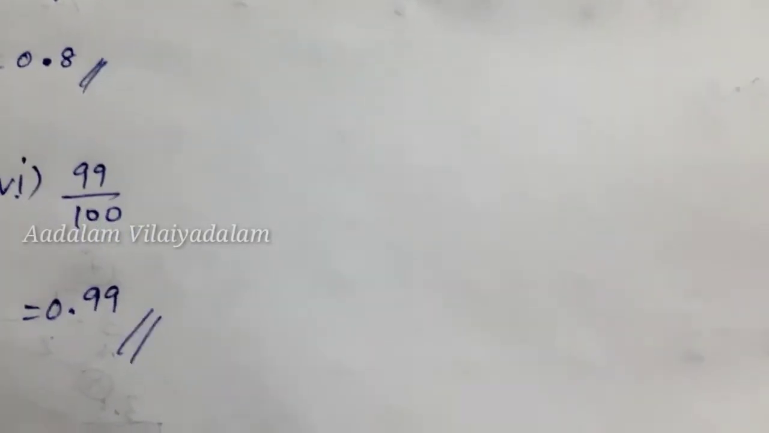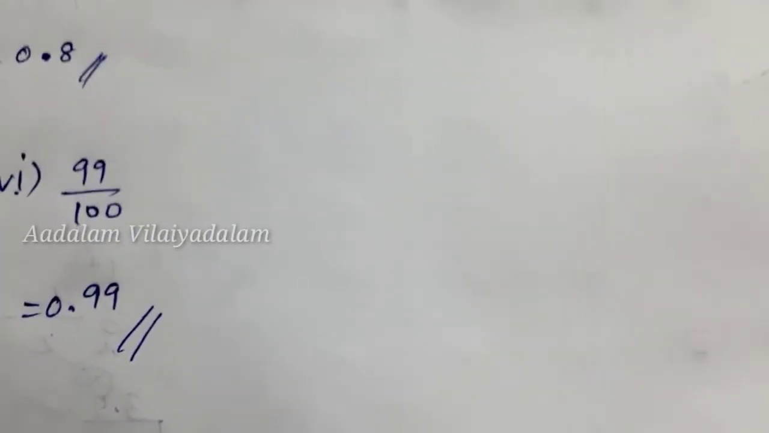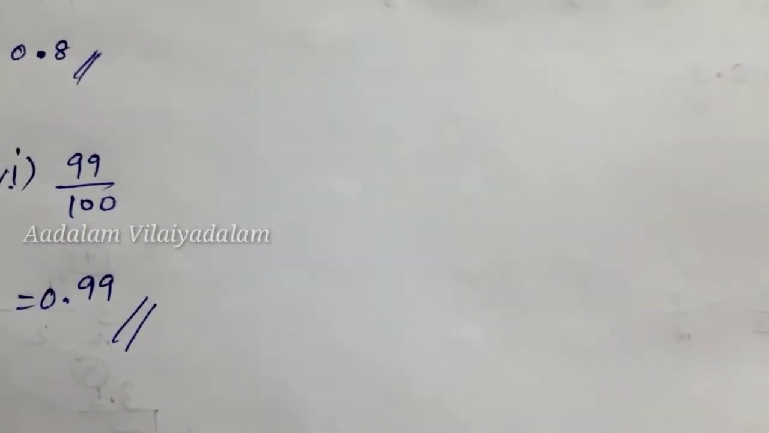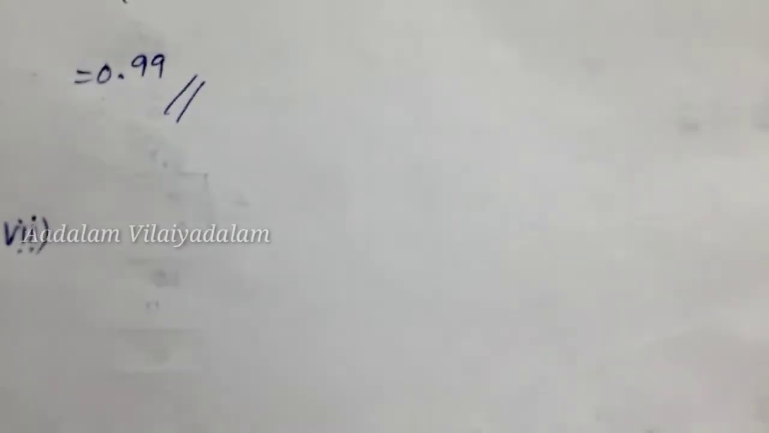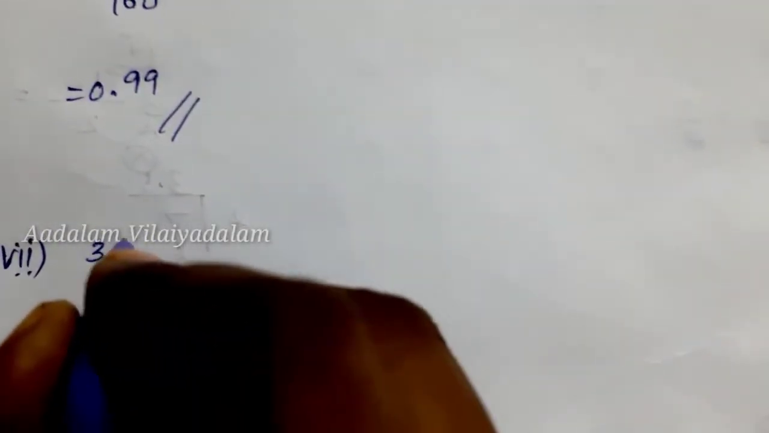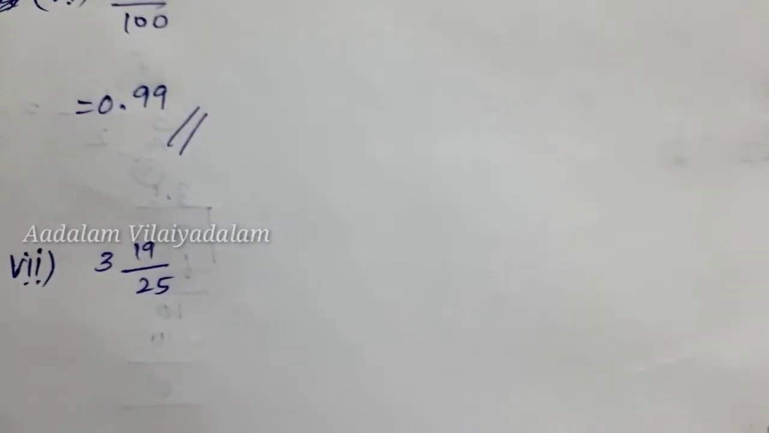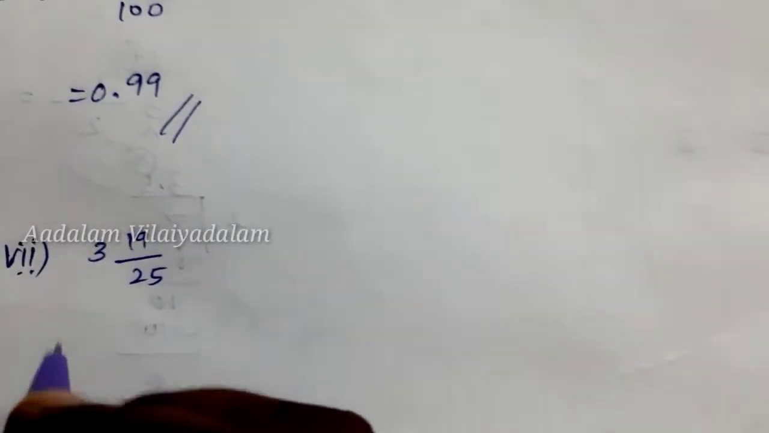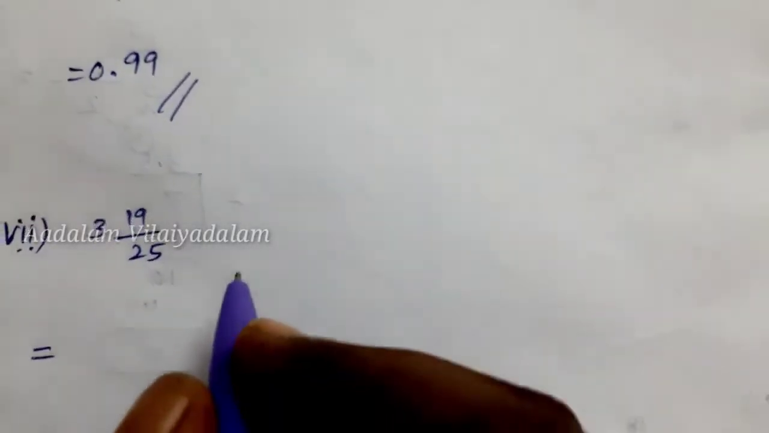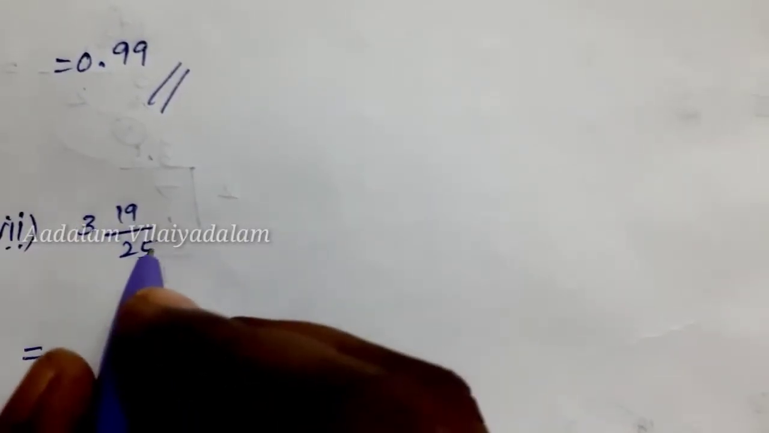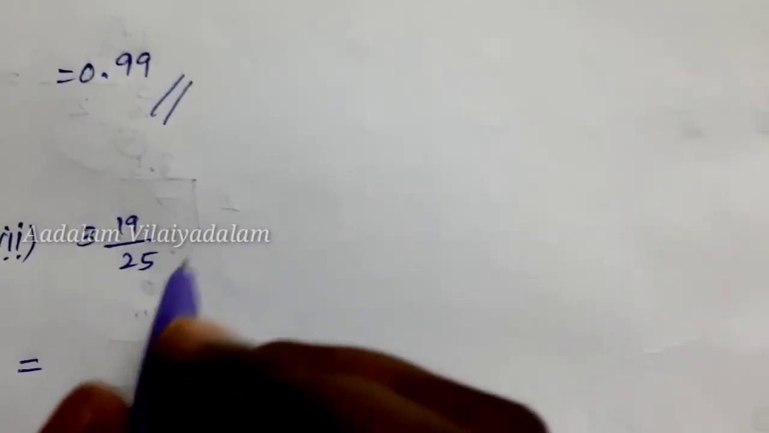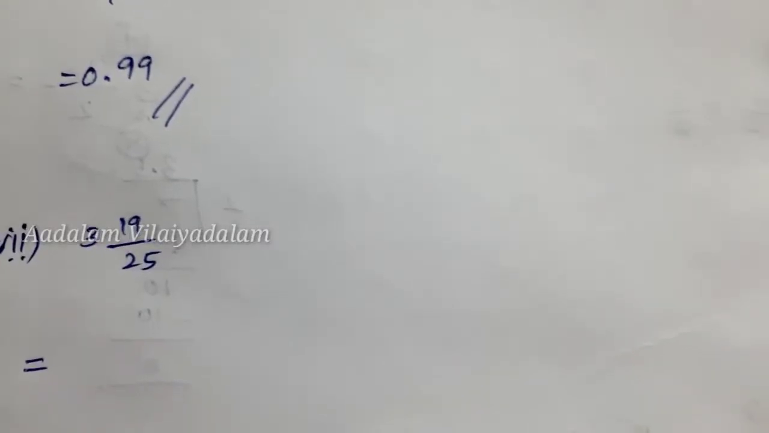Then the seventh sum is 3 19 by 25. The question itself is a mixed fraction, so we need to change it into an improper fraction.